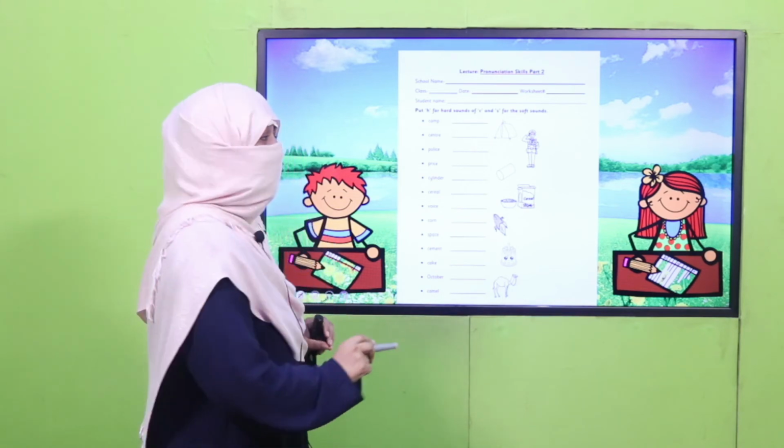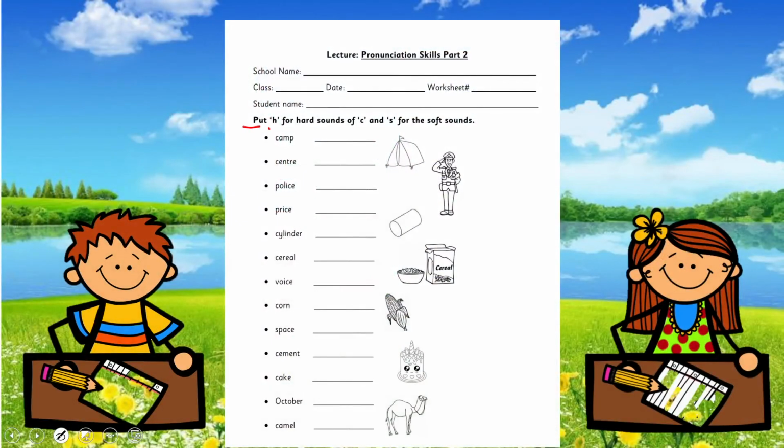And my dear children, what you are supposed to do, you will put H for hard sound of C, and you will put S for soft sound of C. You will say the word. If it is hard sound, you will write H over here, and if it is soft C, you will write S over here, and you will also color this worksheet.